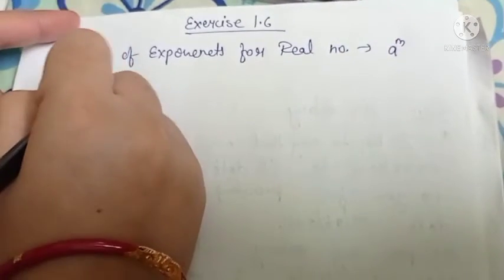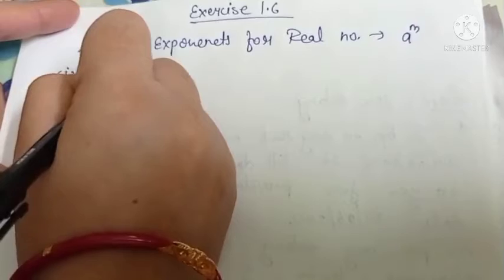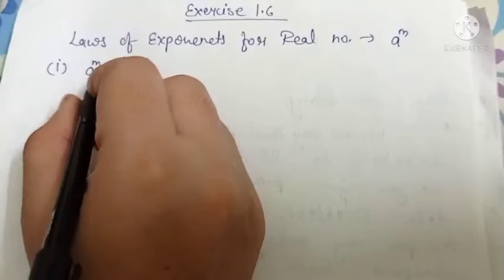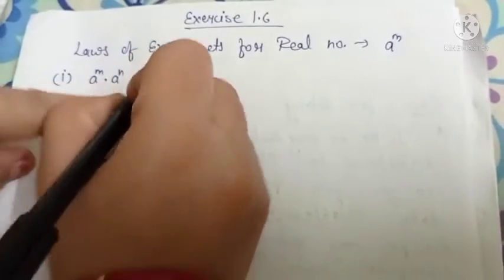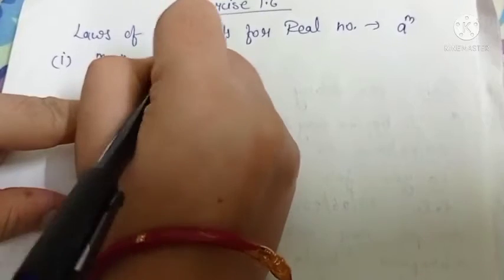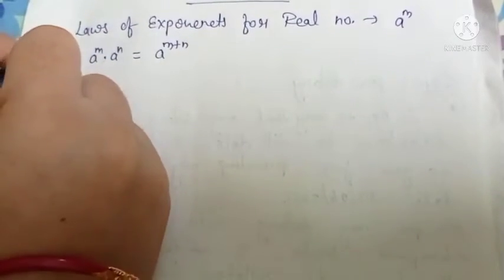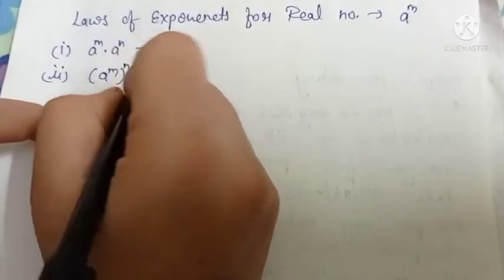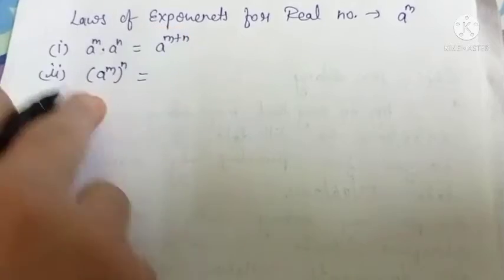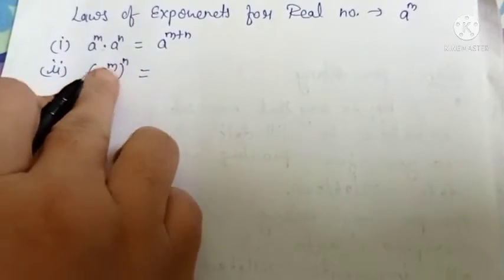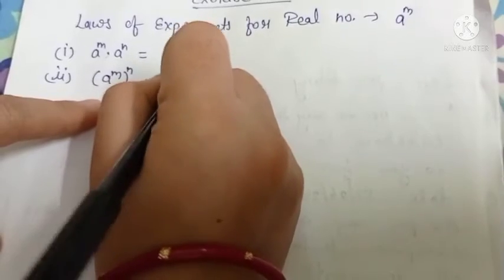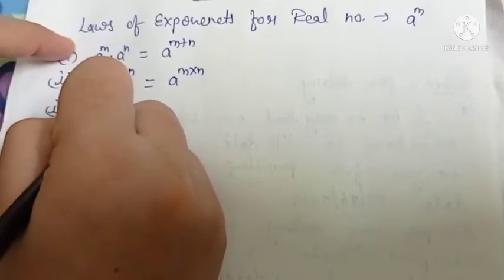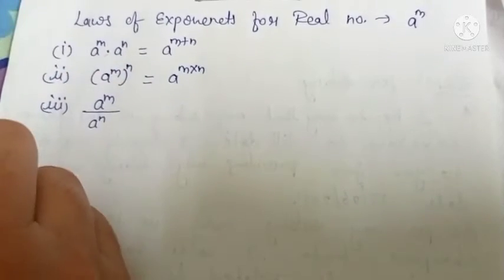The first is when we multiply a to the power m into a to the power n. If the base is the same and the powers are different, and both are in multiplication, then the powers are added. Okay, and second is a to the power m, whole to the power n. When there is a power above a power, then both powers are multiplied, m into n. And the third is a to the power m upon a to the power n.